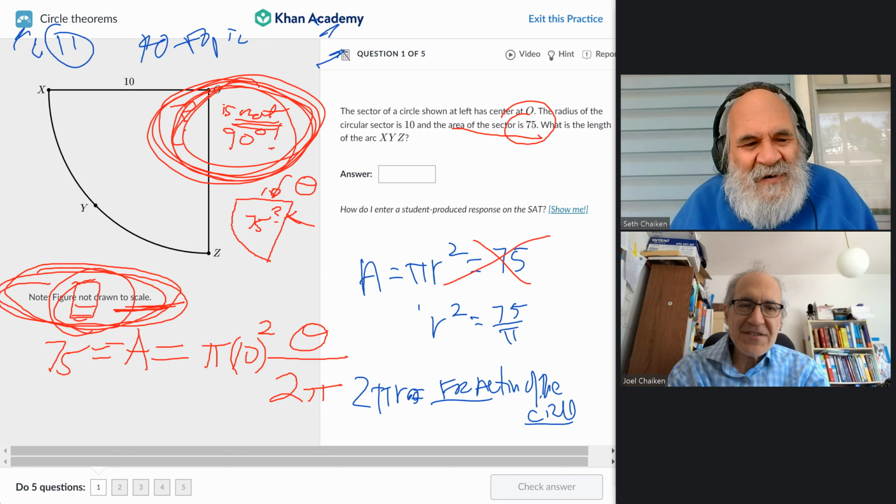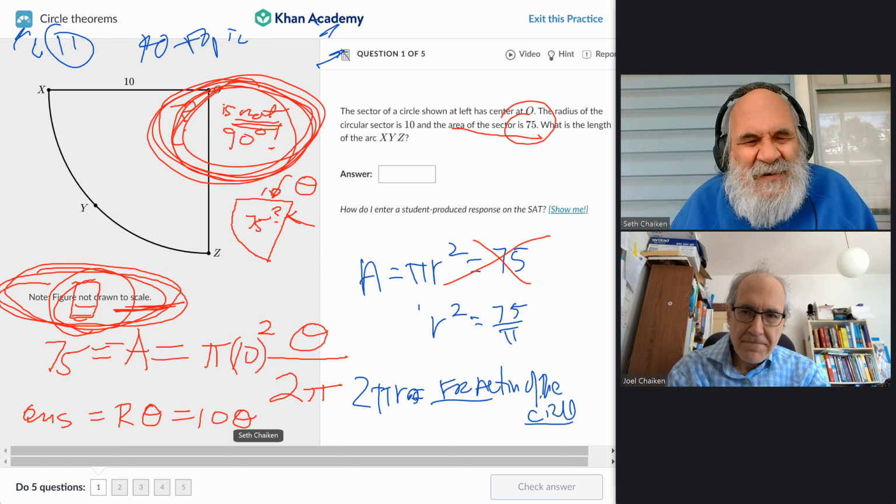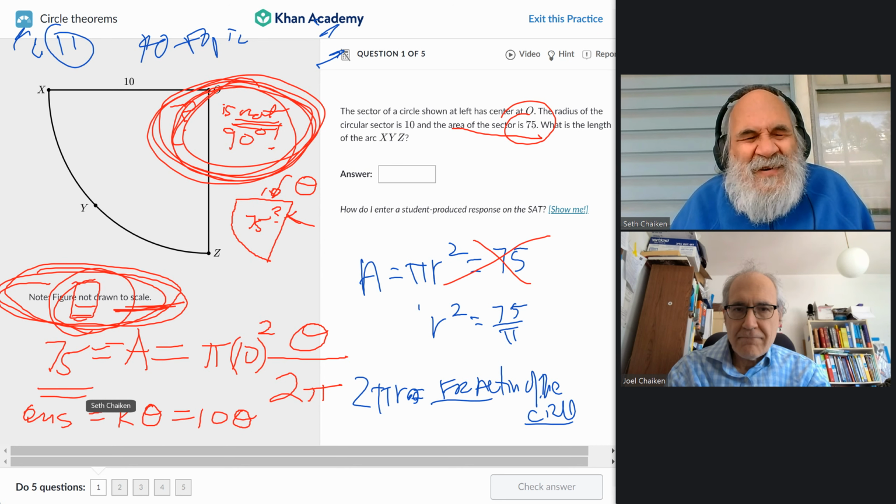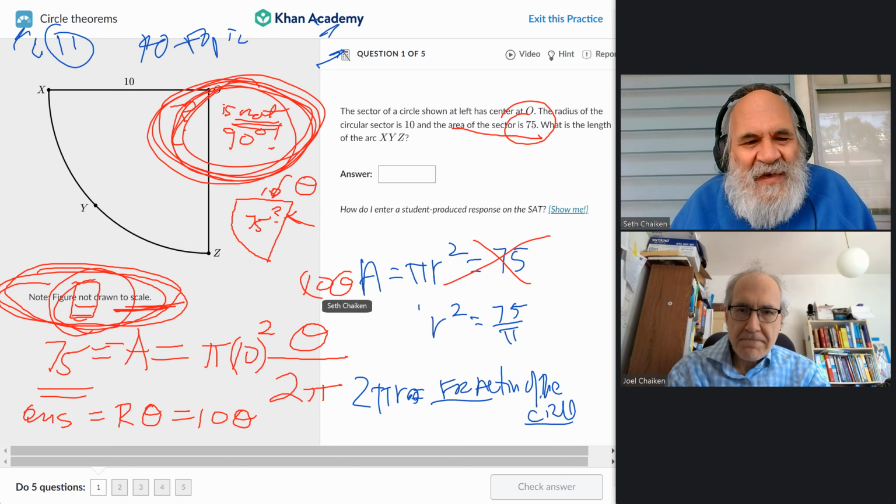That's the ratio of the circle. The answer is the radius times that angle, which is 10 times theta. So what you need to figure out from the data that's known is what 10 times theta is. That's easy because you could say 10 times theta equals 75, and then you bring the other stuff over to the left.